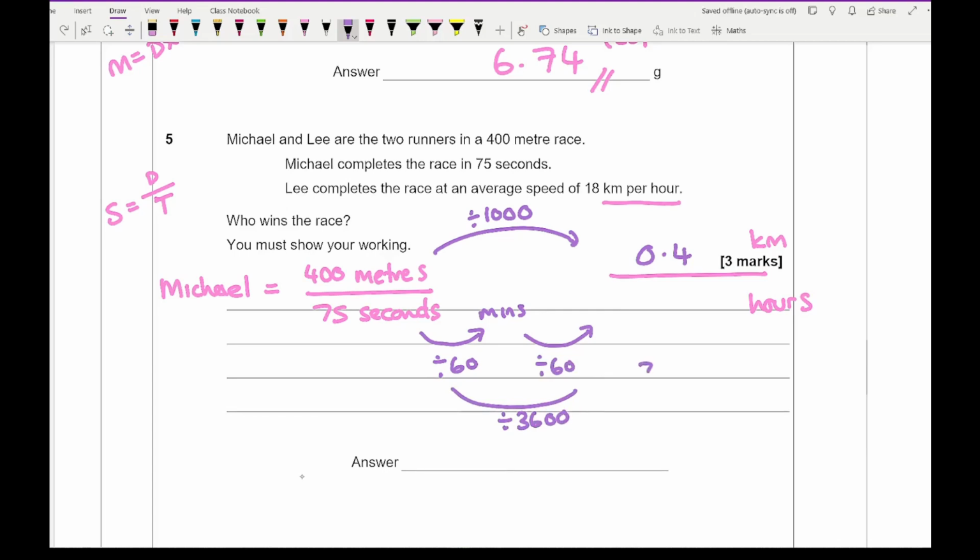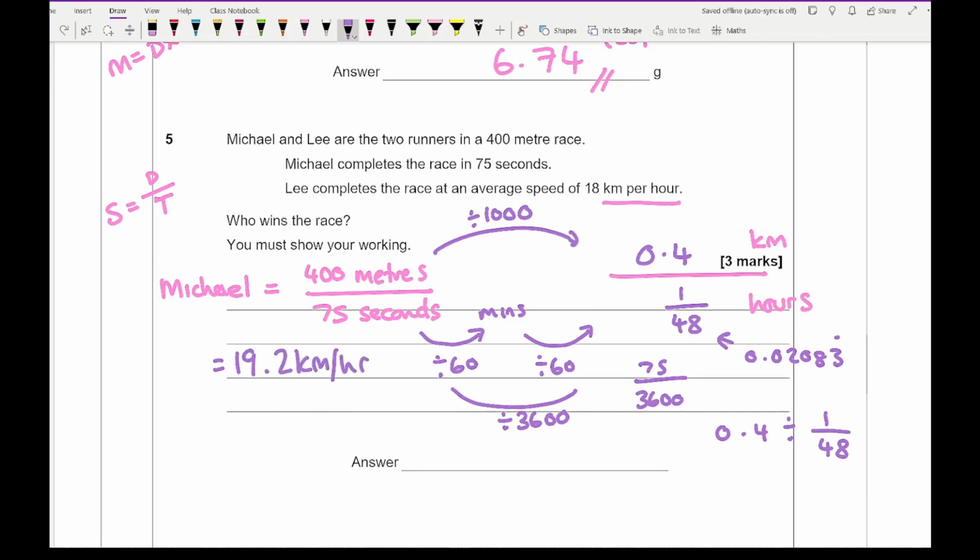So if I then do 75 divided by 3,600, I get an answer of 1/48, which as a decimal, let me just write that down, but I'm going to keep it as a fraction because I want to be as accurate as possible, works out to be 0.02083 recurring. So again, you've got a choice between either writing the decimal or writing the fraction. It's entirely up to you which one you want to go for. I'll probably go for the fraction. I'm going to do 0.4 divided by 1/48, which if I type that into my calculator, I get an answer of 19.2 kilometers per hour.